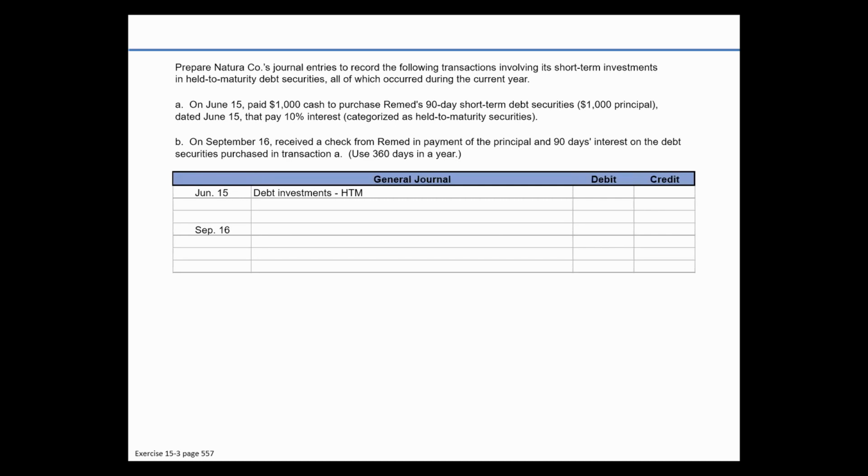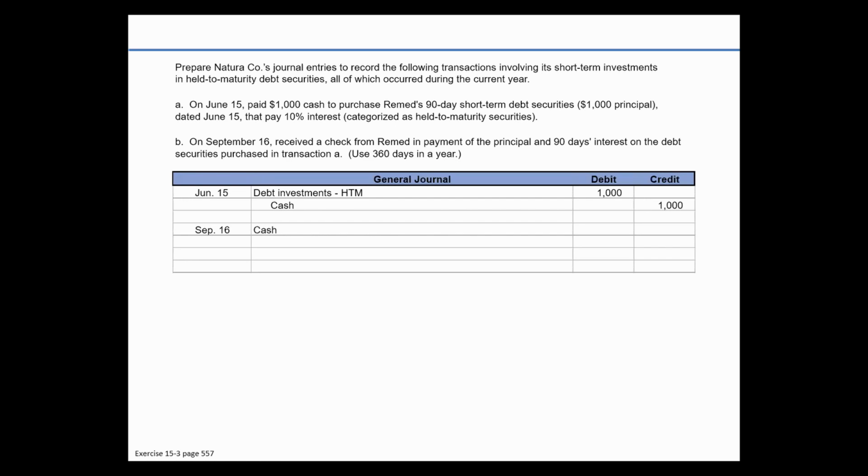So we have debt investments. This time it would be debt investments - HTM, because we're holding these till maturity. A debit in the amount of $1,000. Then we'll have a credit to cash in the amount of $1,000. And this records the increase in long-term asset, or non-current asset, for the investment, and also then records the decrease in asset for cash.